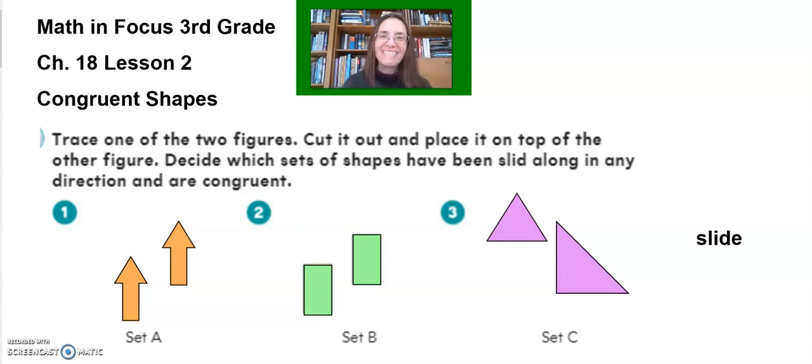Hello, my mathematicians. This is Miss Foster with Math in Focus, 3rd grade, Chapter 18, Lesson 2, Congruent Shapes. And here we are with more vocabulary to learn.